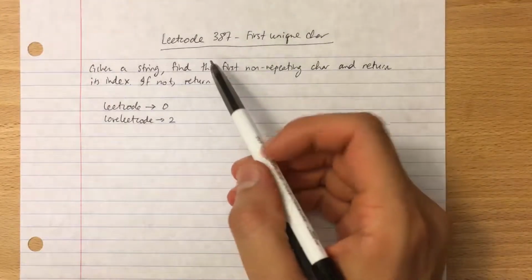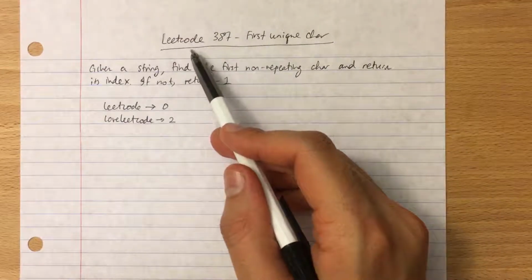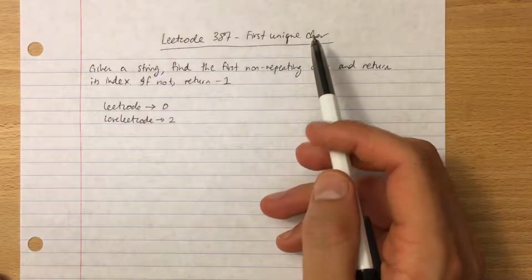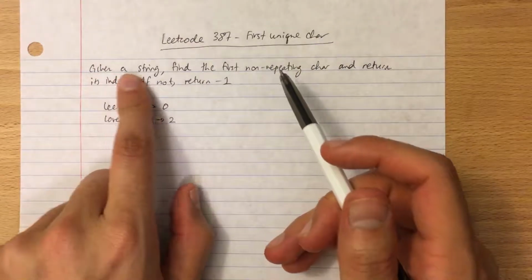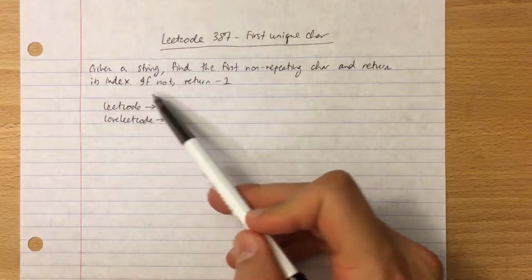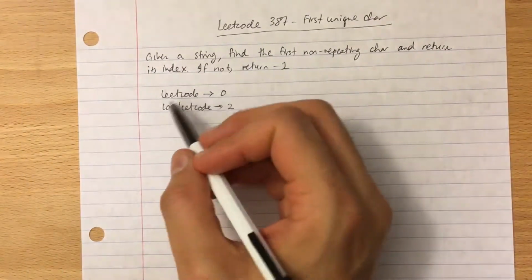In this particular episode, we're going to go over a very simple problem. It's pretty easy. Leetcode 387, which is to find the first unique character that occurs in a given string. So given a particular string, you want to find the first non-repeating character and return its index. And if it doesn't exist, we want to return -1. So let's look at this example here.